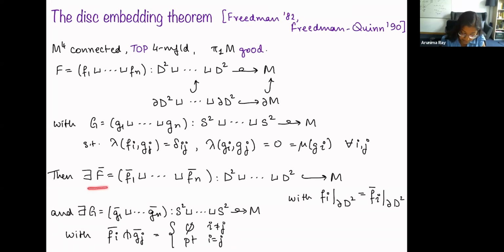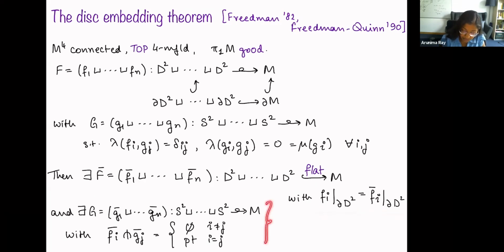The first thing is I have this F bar. That's an embedding of all of these disks. So this is a nice flat embedding. I should definitely write that. And on the boundary, this is the same. So this is the part that I'd already told you.